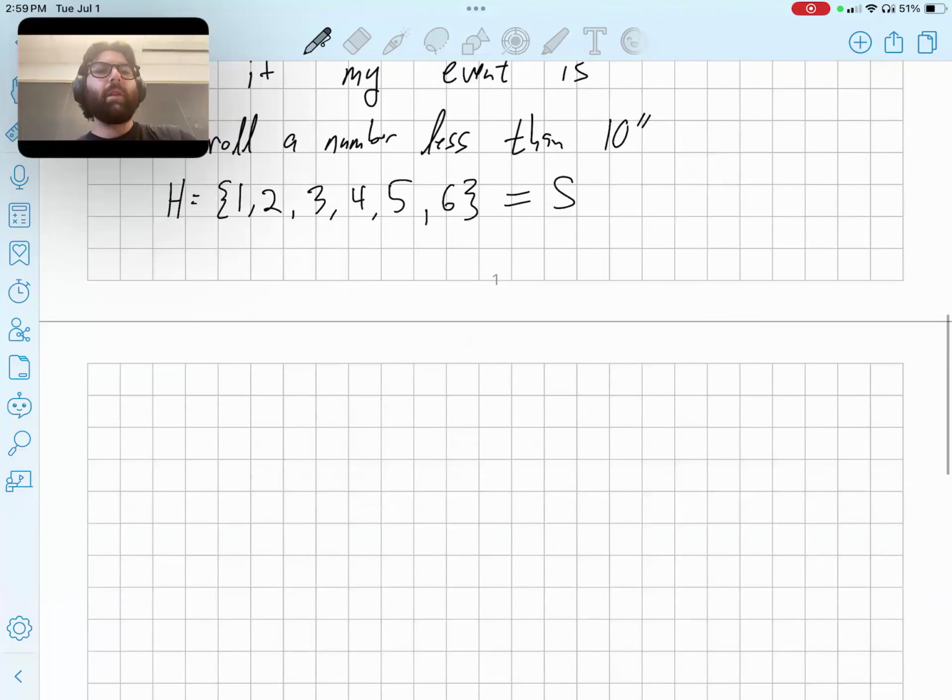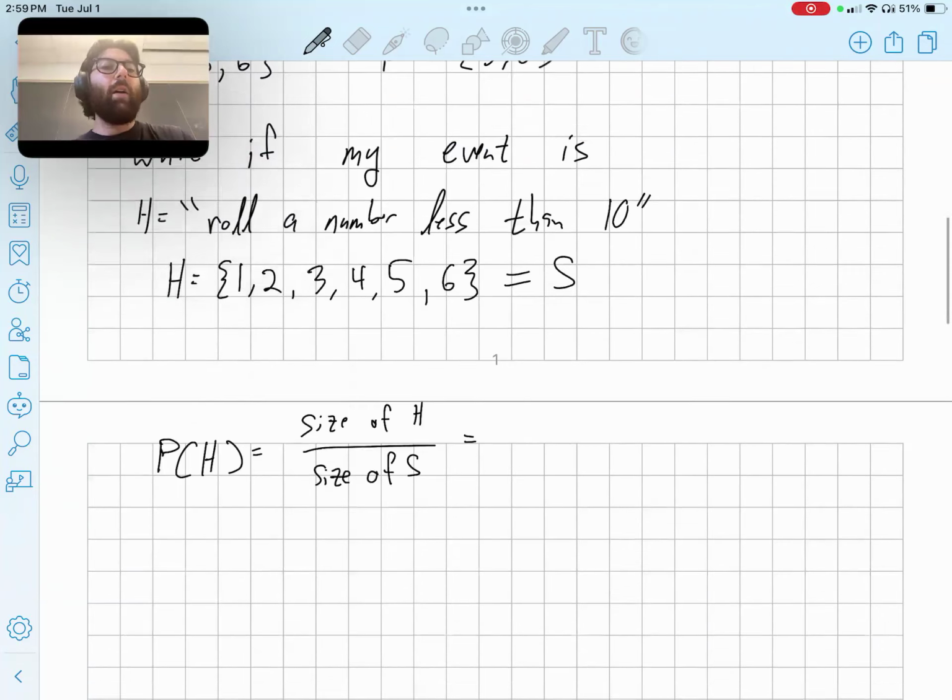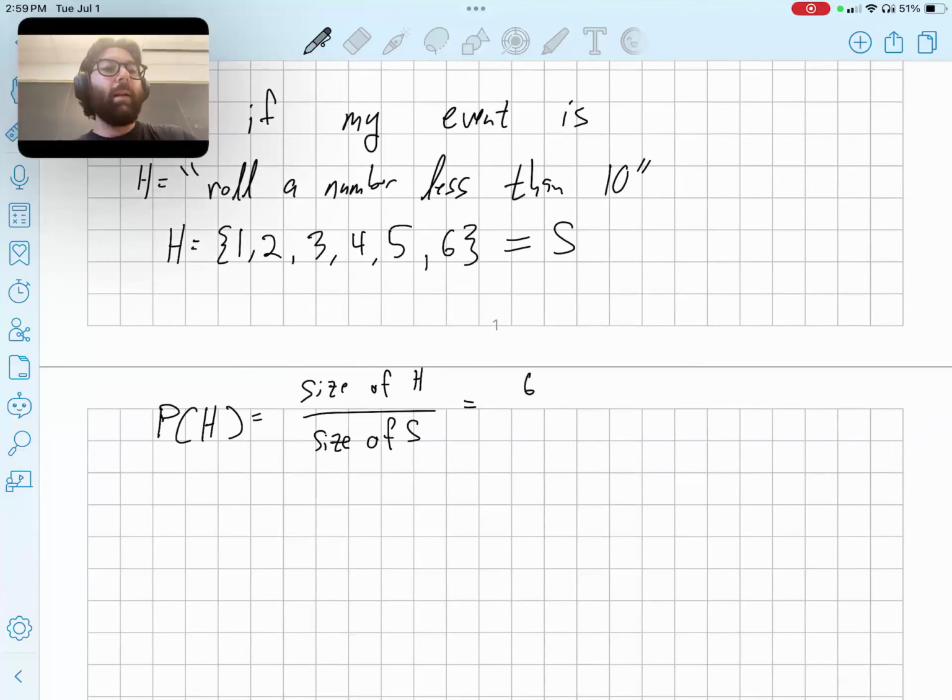And so if we look at the probability of H, the classical probability, this is the size of H divided by the size of S. Well, the size of H is 6, the size of S is 6, so that's 6 over 6, so that's 1, or as a percentage, 100%.